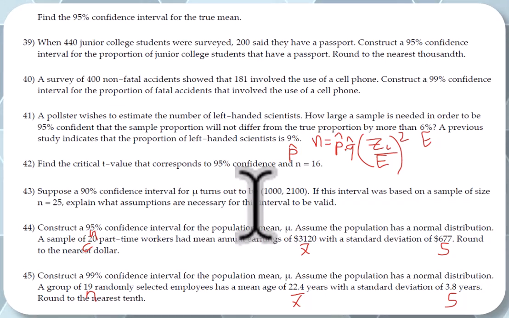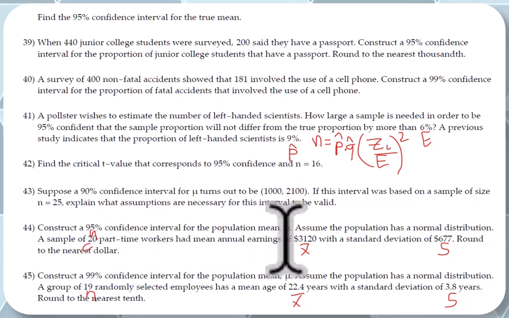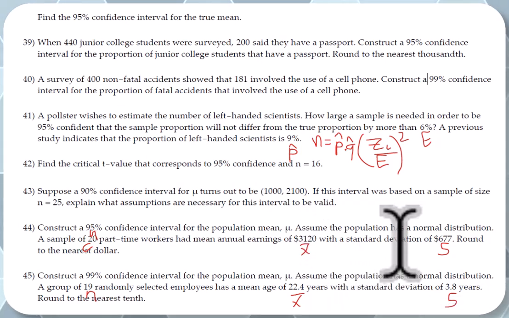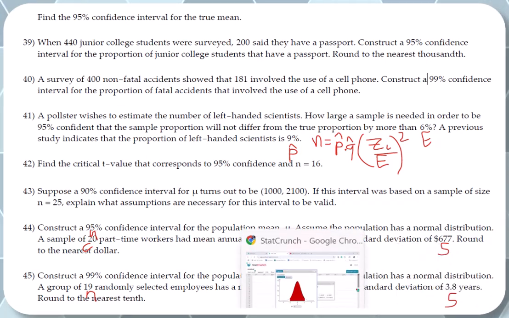We need to make an assumption that the original population is normally distributed or approximately normal. 44. Construct a 95% confidence interval for the population mean. Assume that the population has normal distribution. A sample of 20 part-time workers, so N is 20, has a mean annual earnings of 3,120, that's X bar, with a standard deviation of 677, that's S. He did not say population standard deviation, so it's S. Find the 95% confidence interval. Okay, let's do it.